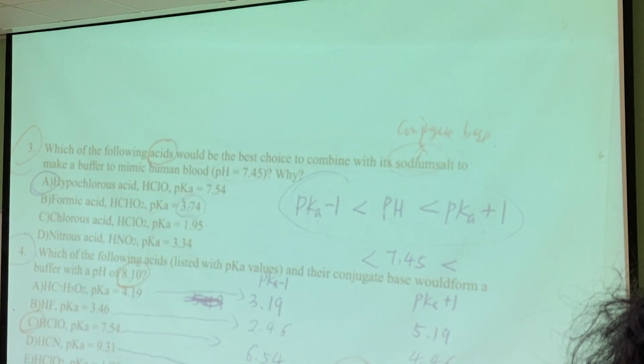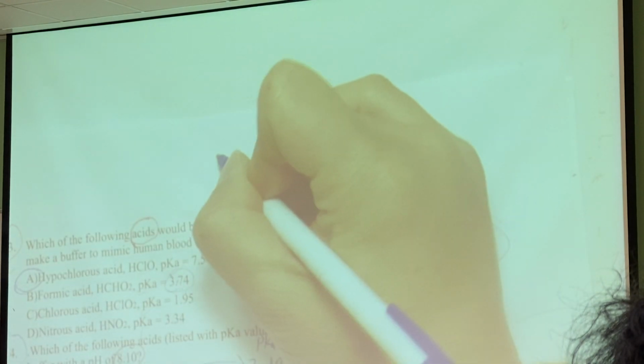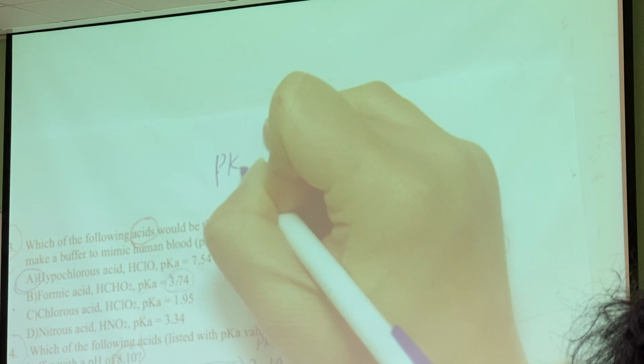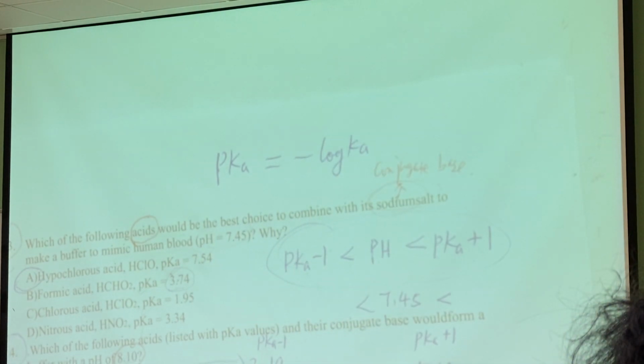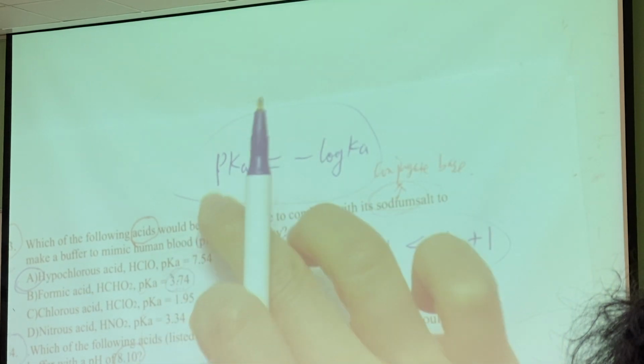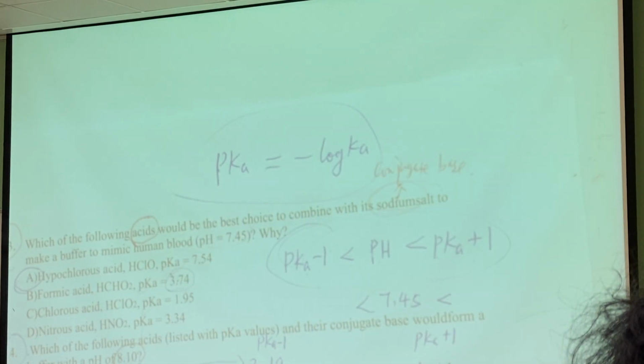Again, anyone know how to convert Ka to pKa? What does P mean? Negative log. So pKa equals negative log Ka. If you forgot, I remind you here: pKa equals negative log Ka. Again, pKb equals negative log Kb. So now, formulas.